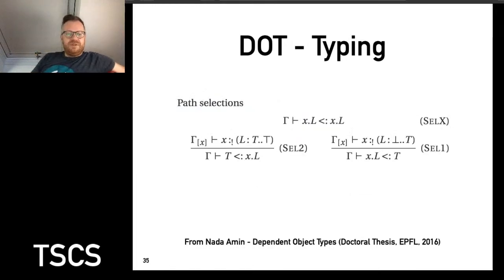Path selection, there we go for path-dependent types. These are the rules for them. You have that a path is a subtype of itself, the Sel-X rule here. And then you have the Sel-1 and Sel-2 rules that basically bind them in the upper or the lower bound where you have selection.